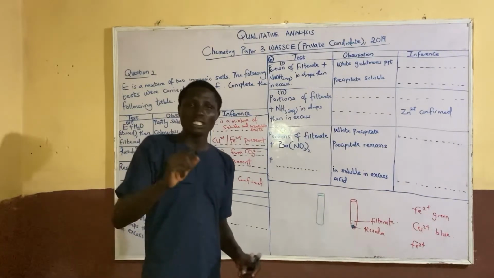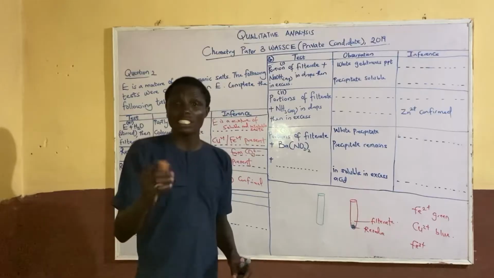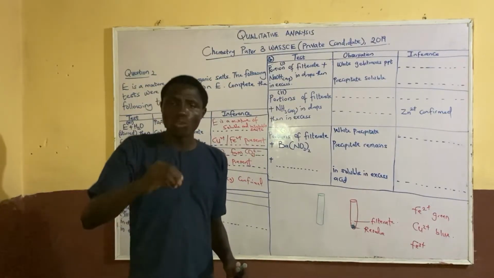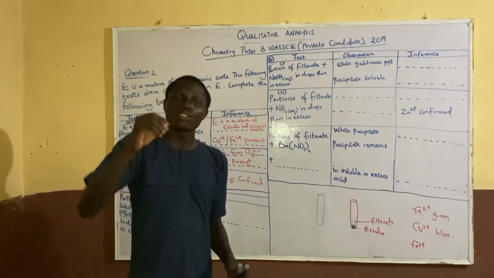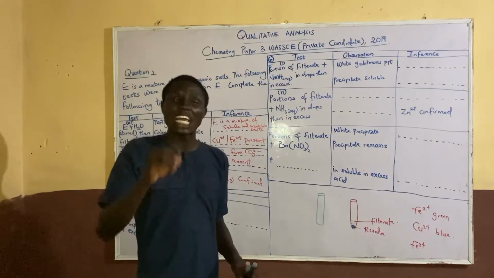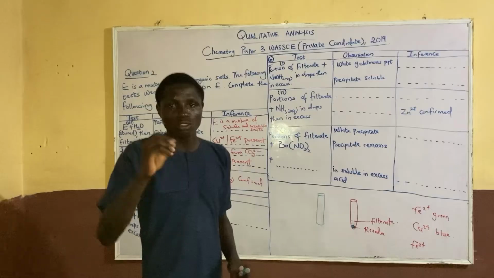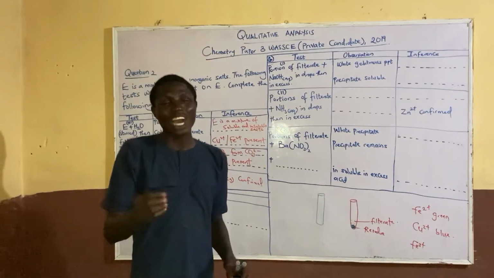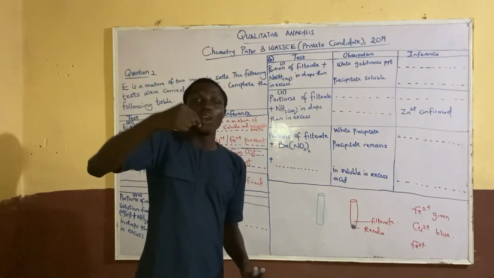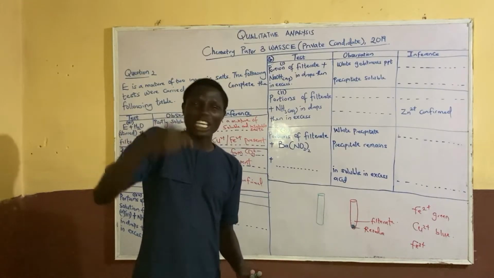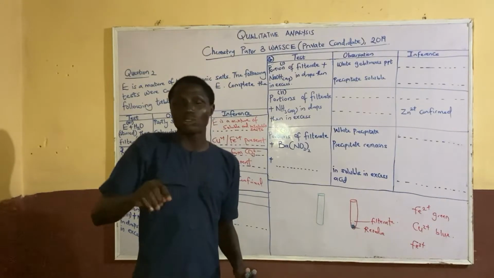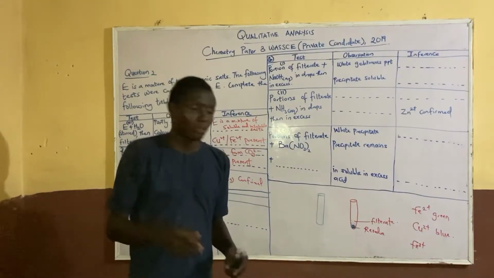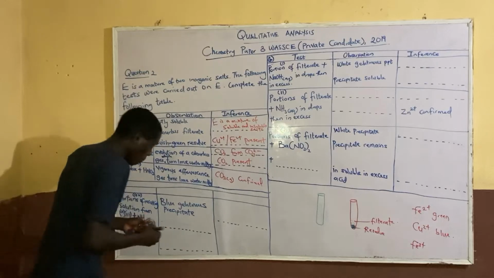And one of the cations that has these properties is copper. Copper has the tendency to form a blue gelatinous precipitate when dissolved in aqueous ammonia and sodium hydroxide. So when you add aqueous sodium hydroxide or aqueous ammonium hydroxide to a copper solution, it forms a blue gelatinous precipitate.